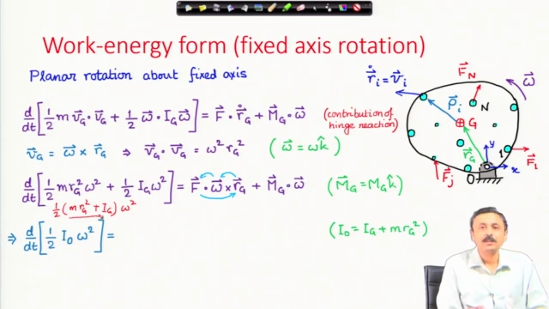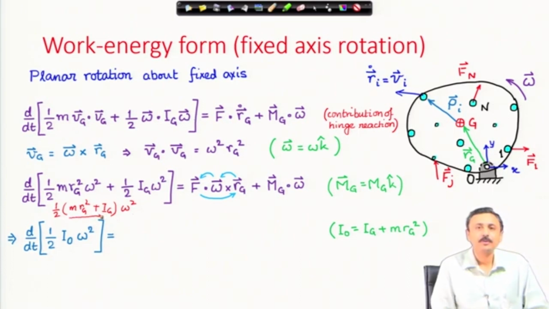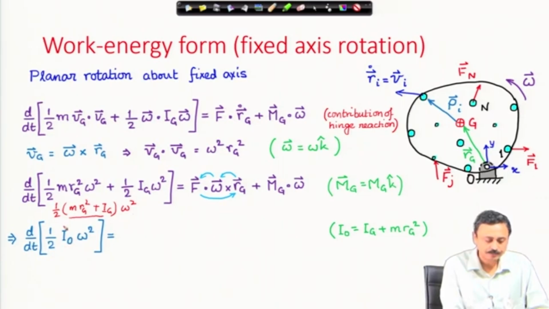This is nothing but the parallel axis theorem to find out the moment of inertia of the body about O. Therefore, this is I_O. Therefore, half moment of inertia about O times omega squared is the net kinetic energy of the body.